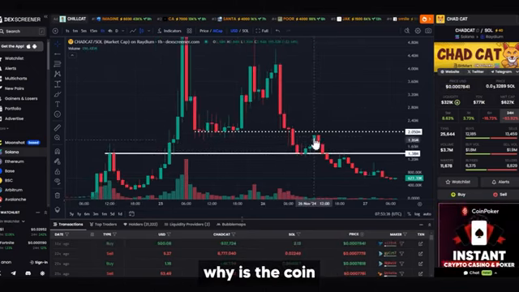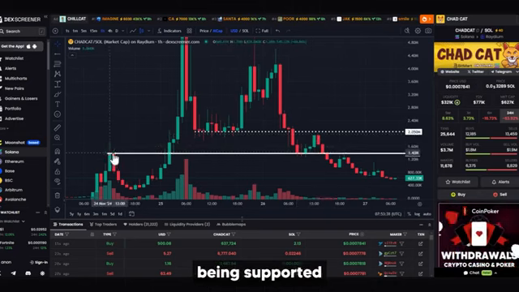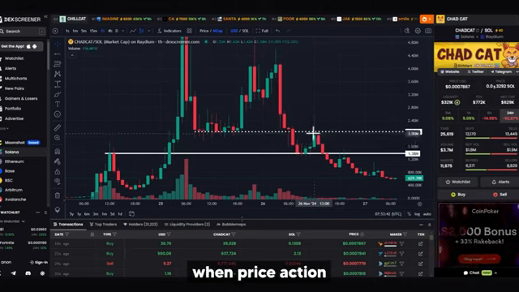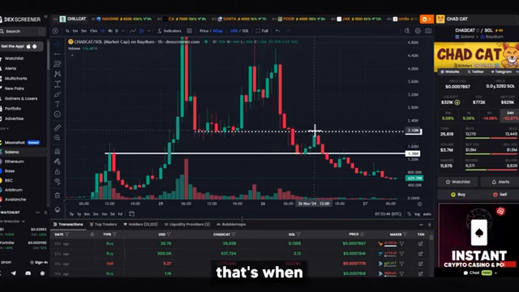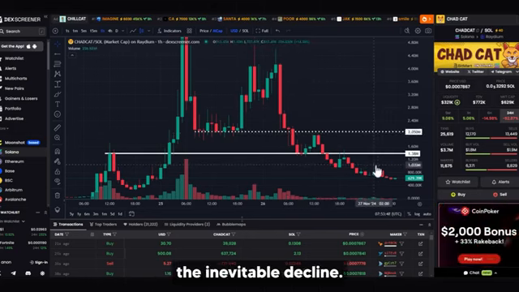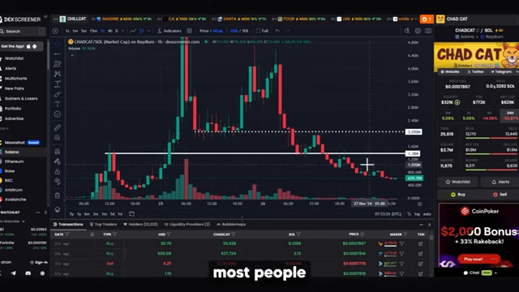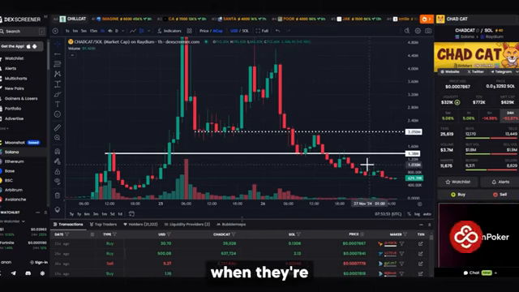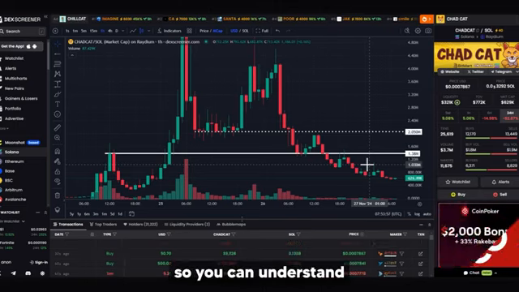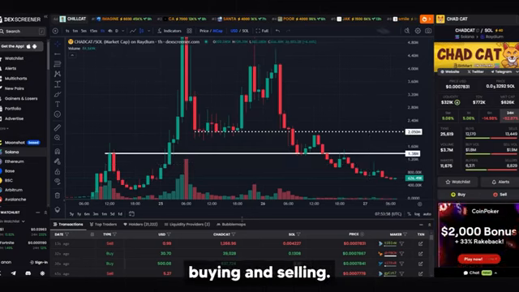So people wondering, why is the coin going up again? It's because it's being supported by this recent high over here. Because of that, we know that when price action comes back to around the white line, that's when we want to get out our last bags, and of course, avoid the inevitable decline. This is something that I think most people aren't paying attention to when they're trading these meme coins. I wanted to make this video to educate you guys so you can understand exactly where you should be buying and selling.